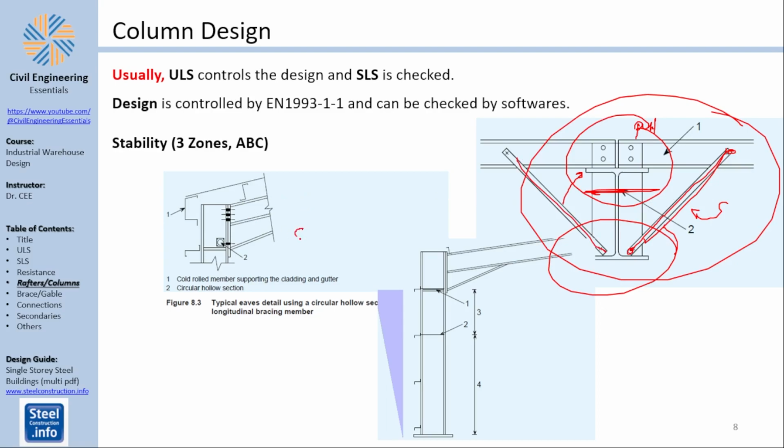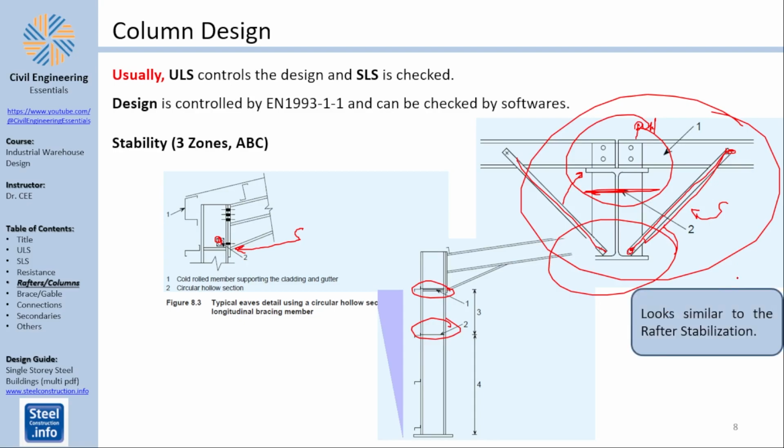Also, you have those tie rods or eaves beams. Those are used in the eaves to basically hold those together. And you can also have some stabilizations for the column. It's kind of good to read. I'm here only to show you the gist of it. Column stabilization and rafter stabilization look the same.